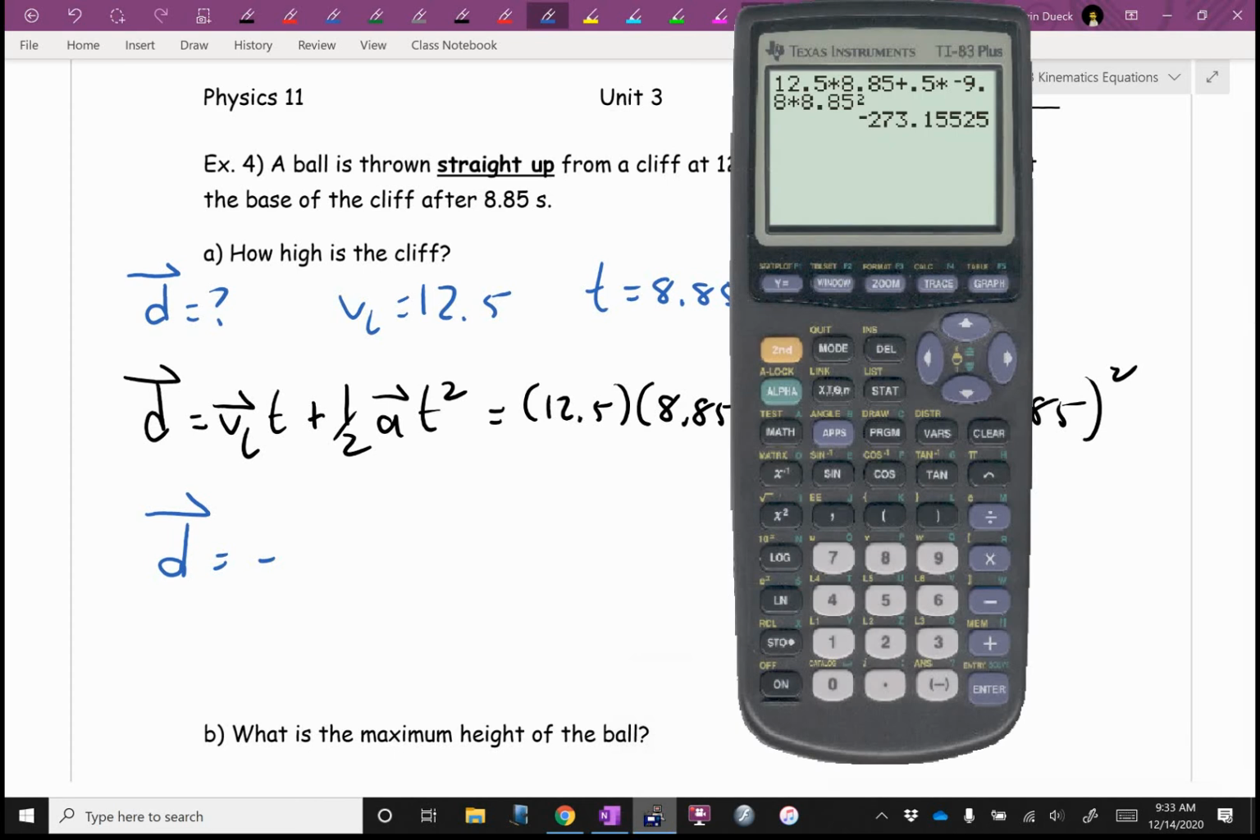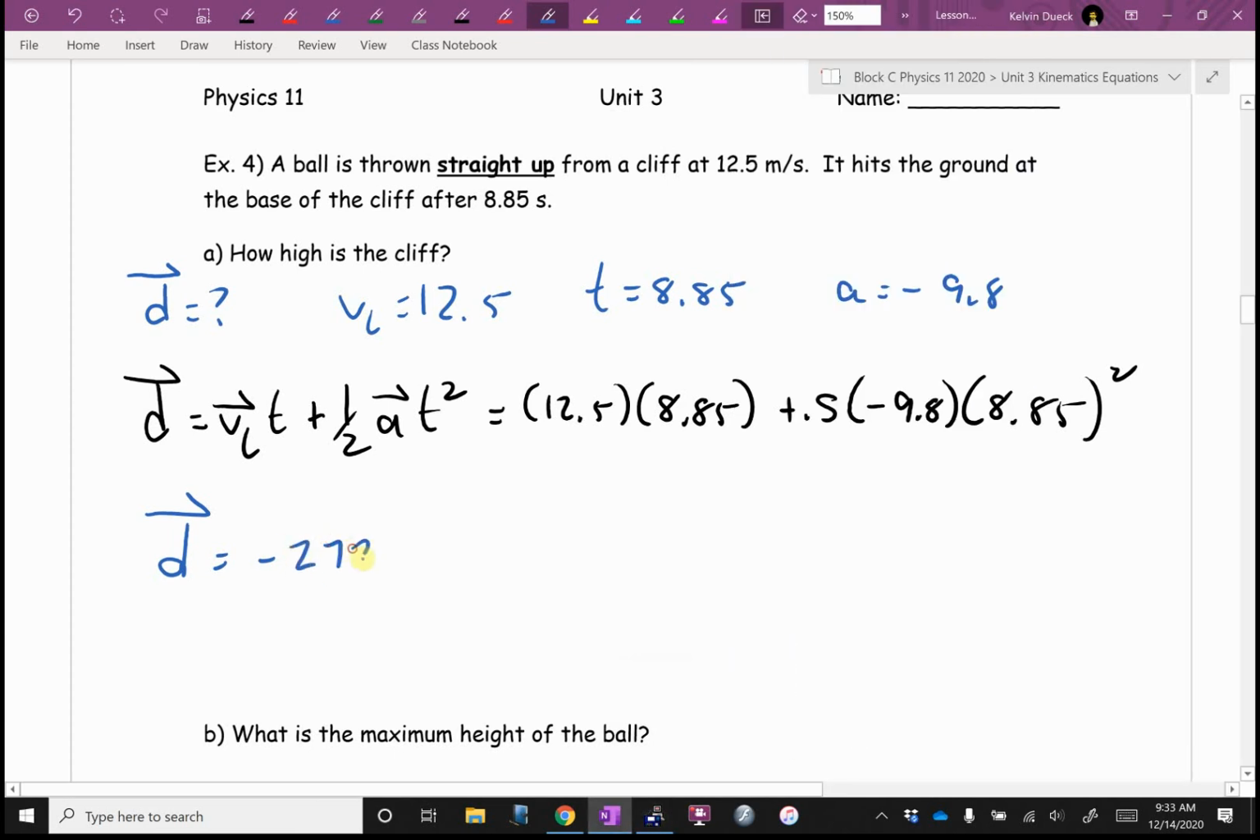What was it, negative 273 point whatever, I'll go to 3 sig figs. Okay. B.